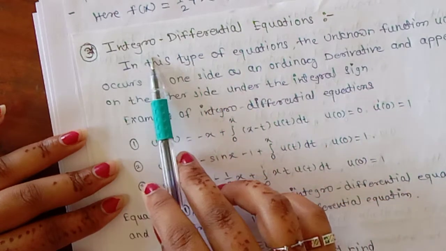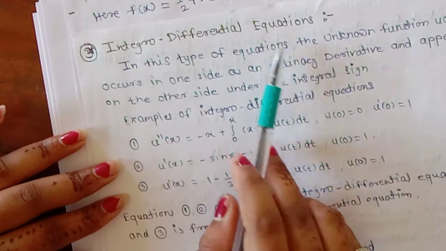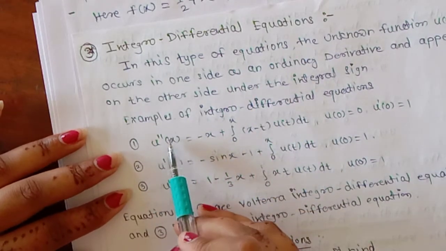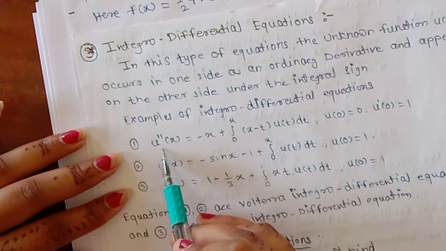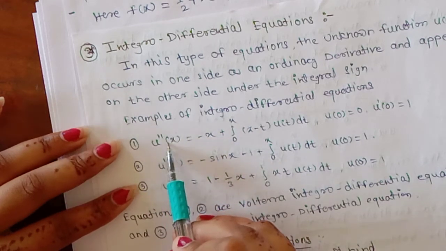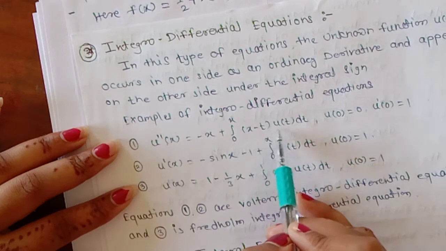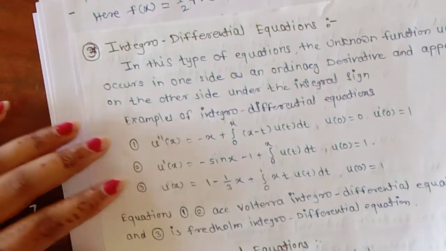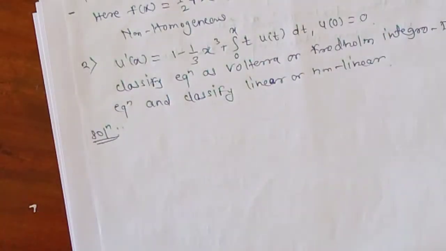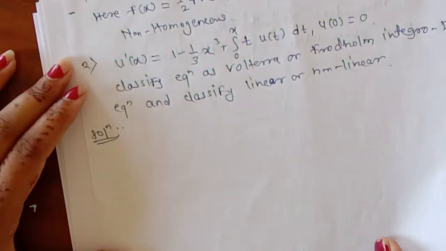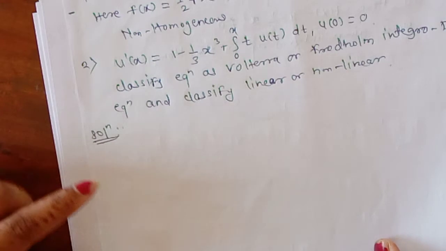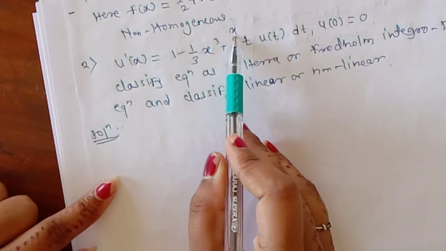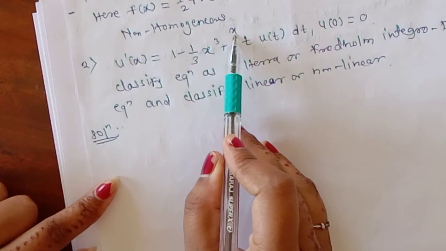This form is an integro-differential equation, where the unknown function u of x on one side, right hand side or left hand side, appears as a derivative, and on the other side it appears under the integral sign. Now we have to look at whether the given equation is a Volterra or Fredholm integro-differential equation. For this we look at the limits of the integration. Here one limit, the upper limit, is a variable x.